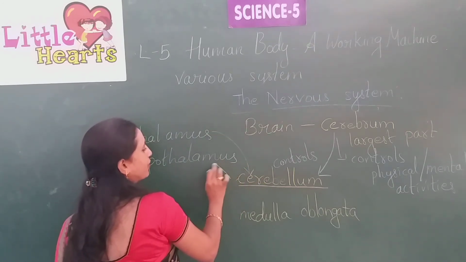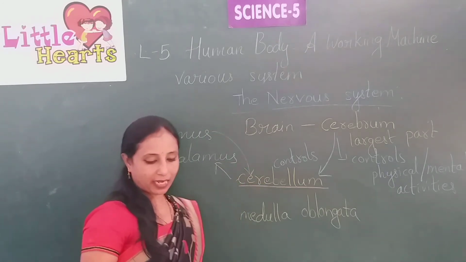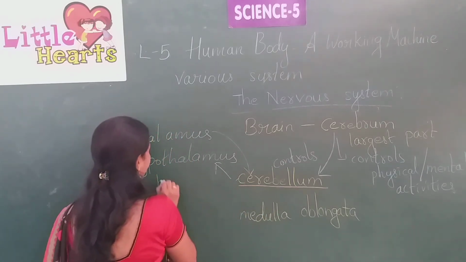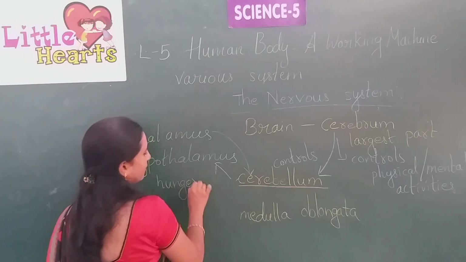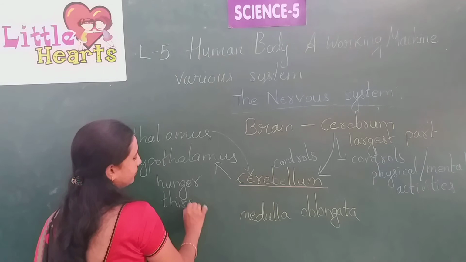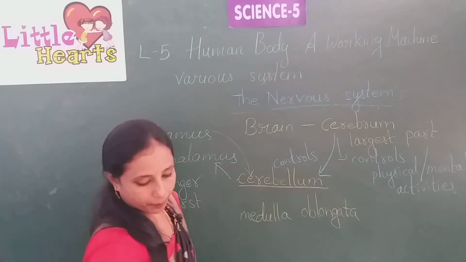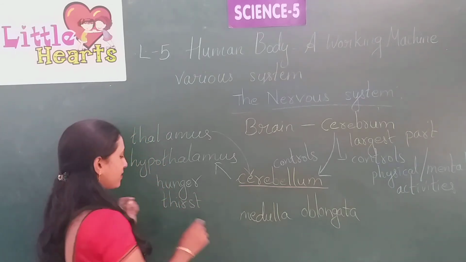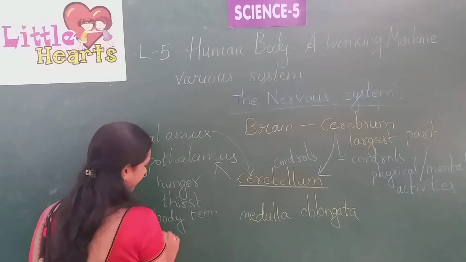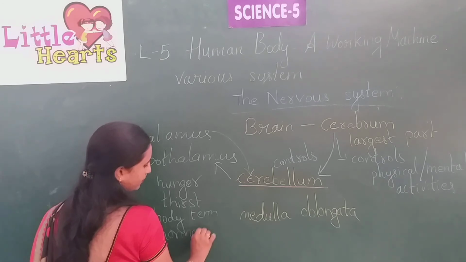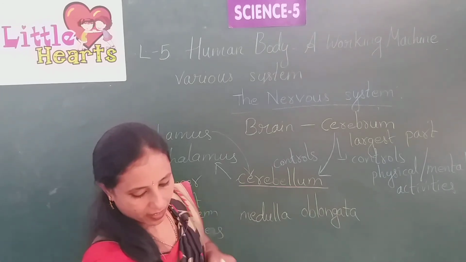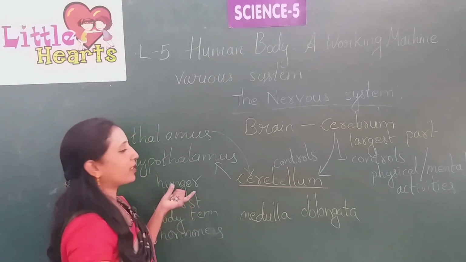And what is the function of this hypothalamus? Okay, this hypothalamus controls hunger, thirst and also body temperature and releases the hormones. Body temperature and releases hormones. Okay, these are hormones from the pituitary gland.